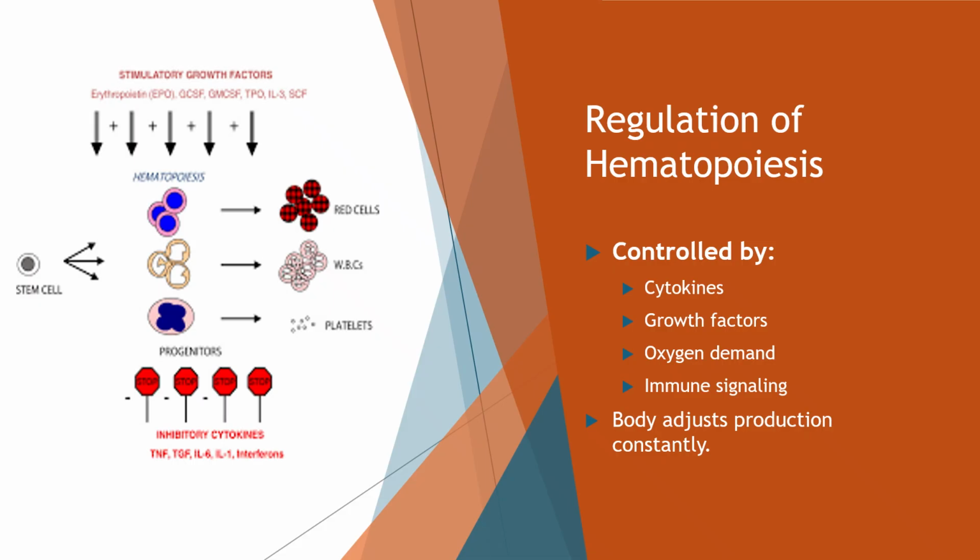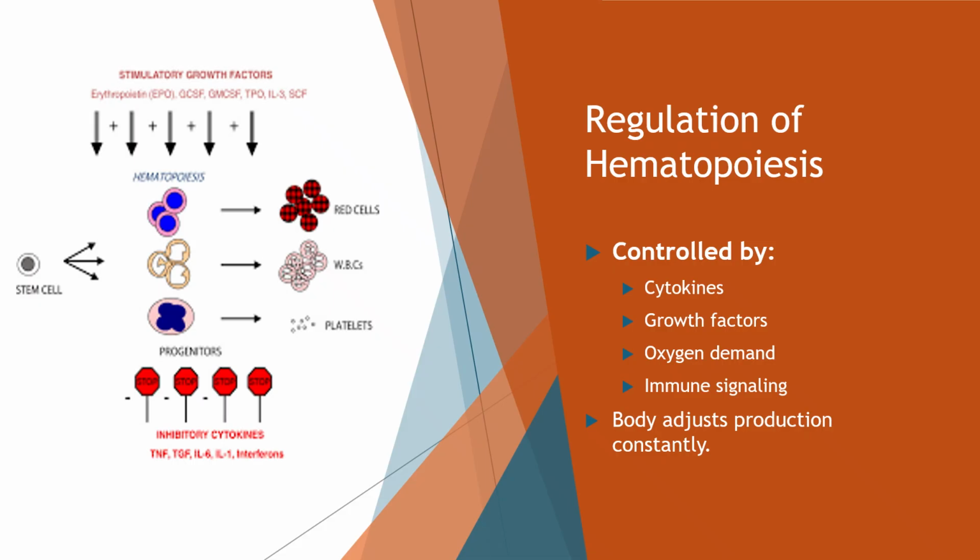At the top of this slide, you'll see stimulatory growth factors like erythropoietin or EPO, G-CSF, GM-CSF, or thrombopoietin, TPO, interleukins, stem cell factor, or SCF. These essentially tell progenitor cells, we need more workers, start dividing. But equally important are inhibitory cytokines, which prevent uncontrolled proliferation. Because uncontrolled hematopoiesis is not productivity, that's leukemia.